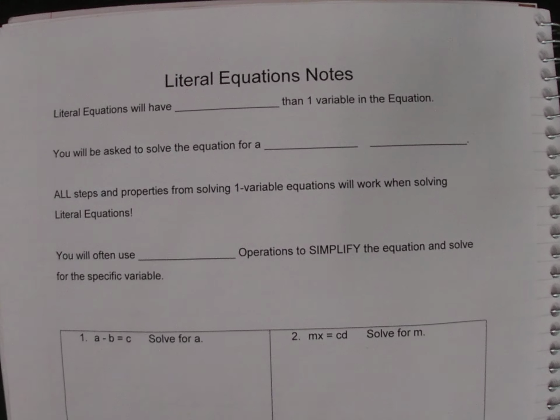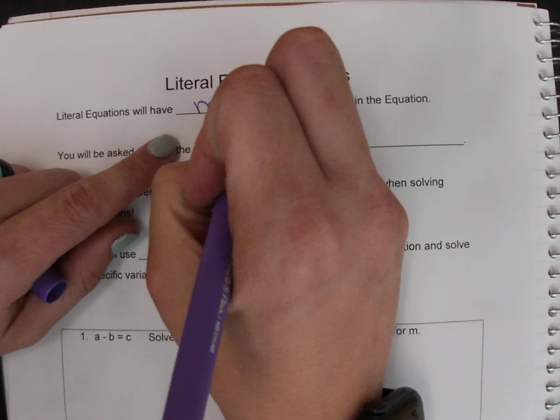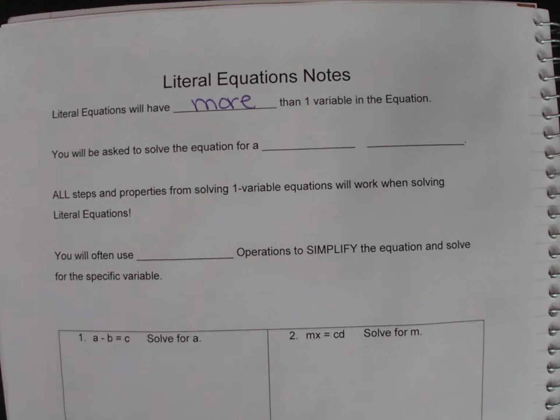When we are talking about literal equations, we are going to be looking at equations that will have more than one variable in the equation. So now instead of just solving for a variable, we're going to have lots of variables happening at the same time. You're going to be asked to solve for a specific variable.